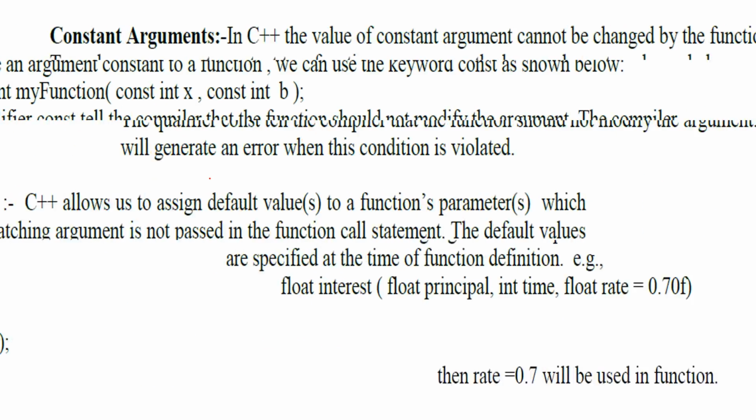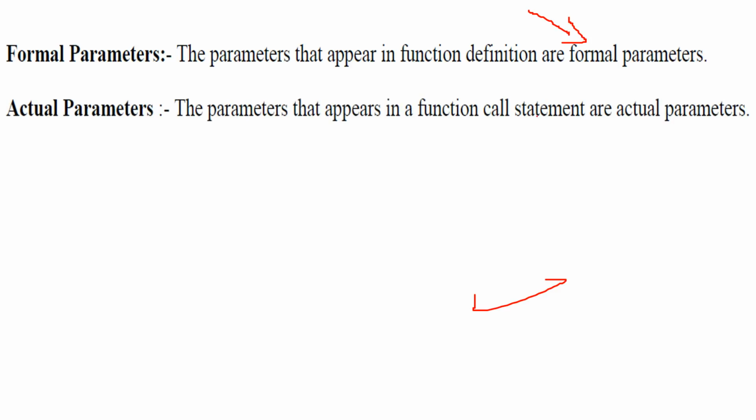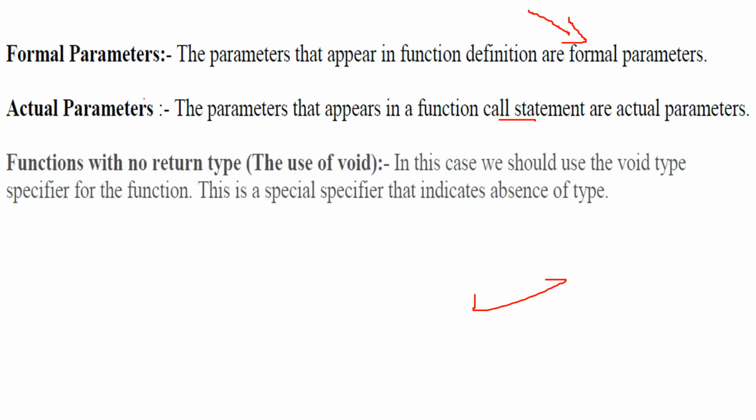So the next one is formal parameters. What are formal parameters? The parameters which appear in the function definition are called the formal parameters. And when you are actually calling the function, at that point those parameters are called the actual parameters, which are actually going to the function.